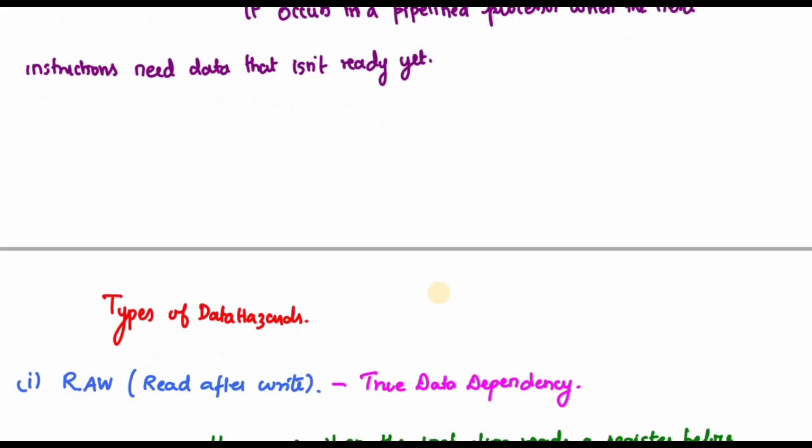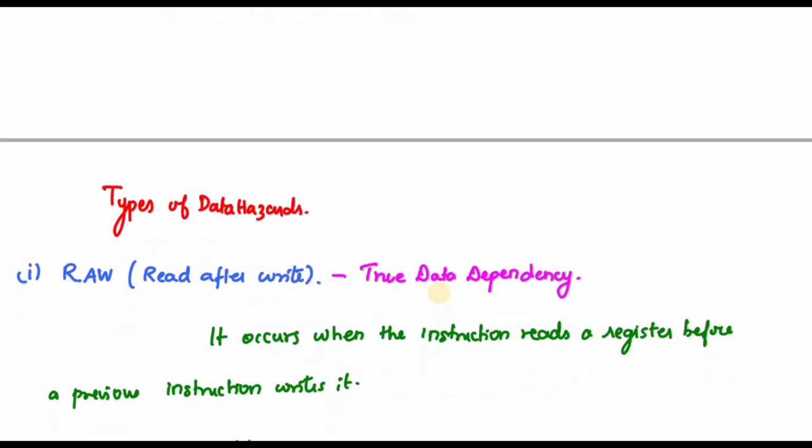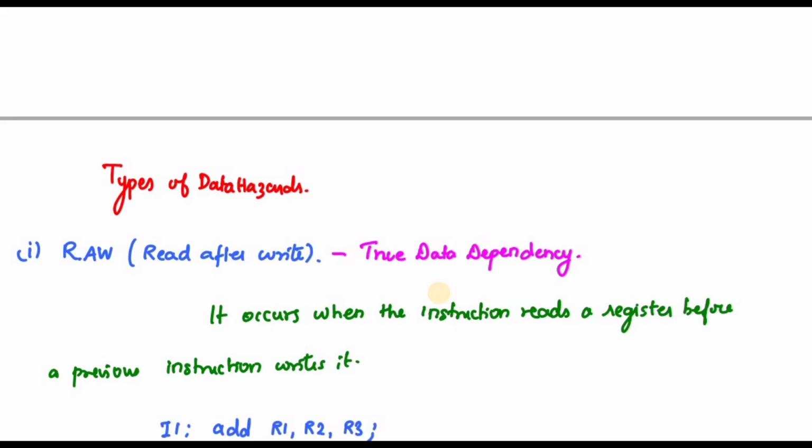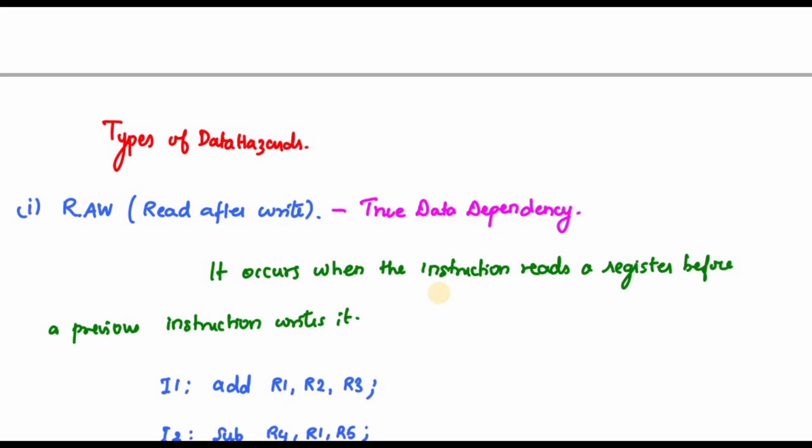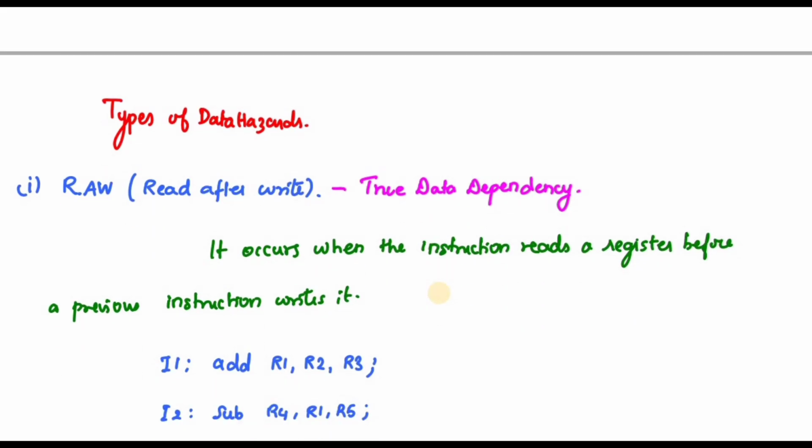What are the types of data hazards? The first one is RAW, which is called read after write. It's also called data dependency. It occurs when an instruction reads a register before a previous instruction writes to it.